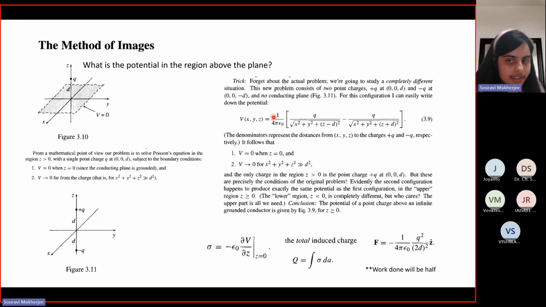Okay. It's important to note that the work done for the two cases will be different. The potential is the same, the force is the same, but the work done in the two cases will be different, because here you have to do work to bring both of these charges to these two points, while here you are just bringing in only one charge, right? So that's why the work done will be different from what you do here, but other terms will all be the same. So that is your method of images.